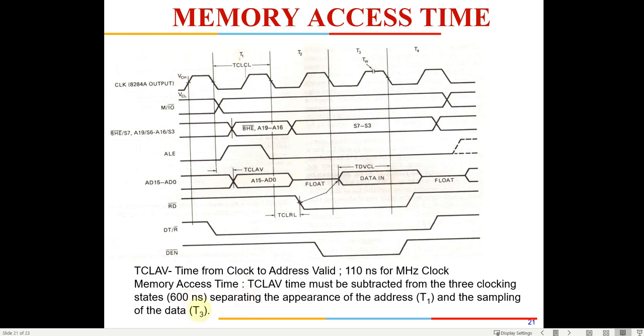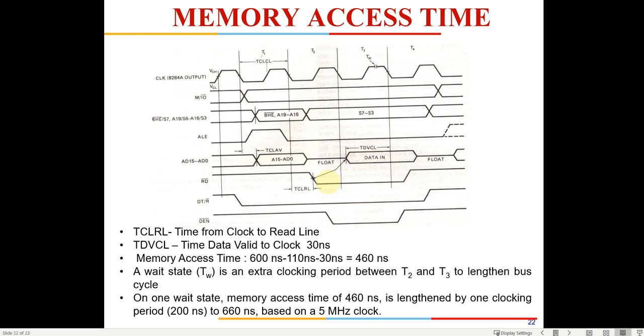So 600 nanoseconds is the total time generally required to capture the memory data from the time the clock goes low. But since the address is going to be delayed by say 110 nanoseconds, you have to write 600 minus 110 as the memory access time, right? Now, once the read signal goes low, the data from the memory will be written onto the data bus. But there is something known as a setup time, right?